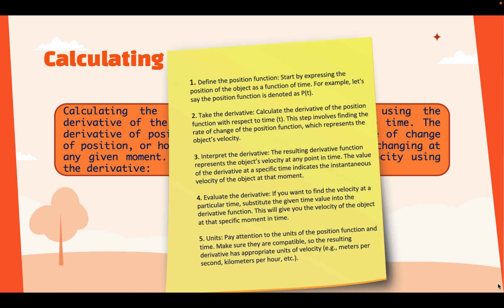Four, evaluate the derivative at a specific time to find the object's velocity at that moment. Substitute the given time value into the derivative function. Five, pay attention to the units. Ensure that the units of the position function and time are compatible, so the resulting derivative has appropriate units of velocity, for example meters per second or kilometers per hour.